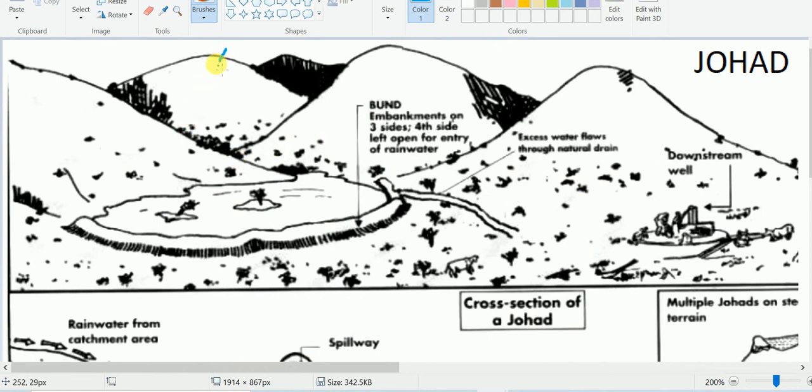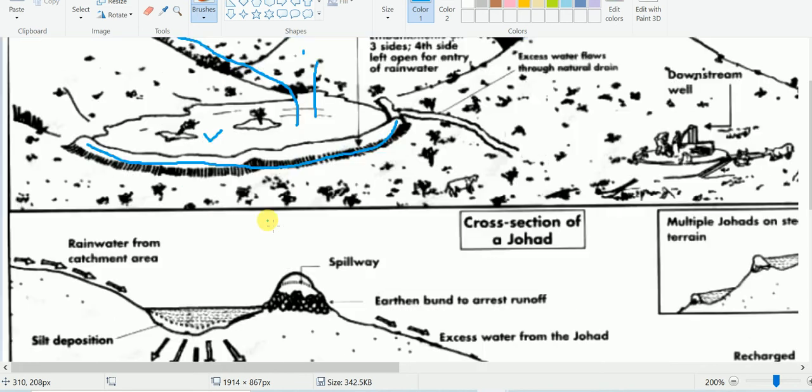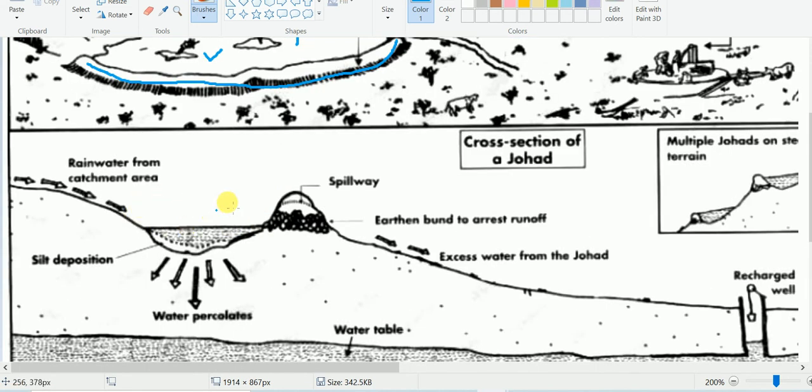Here, when there is rainfall, rainwater will be flowing down as a runoff, and it will be running down here. And just nearby it we are constructing a bund. Okay, so this is a bund or embankment, and water is stored here. The rainwater coming down as a runoff will be stored here, as you will see here. So this is the cross section.